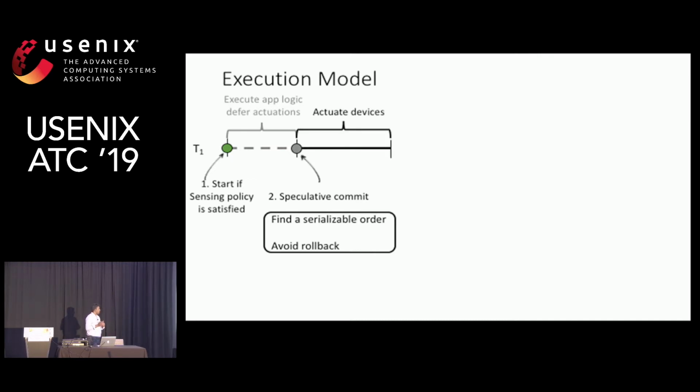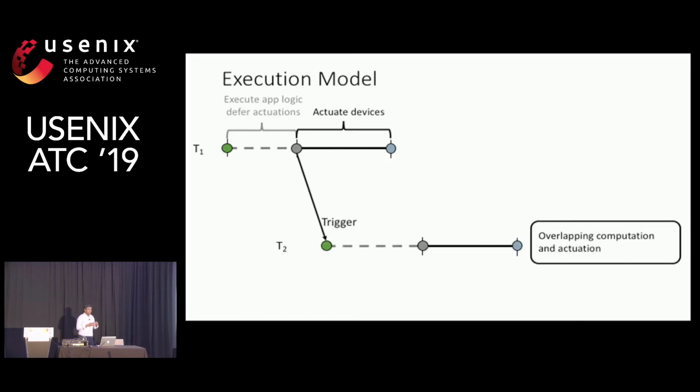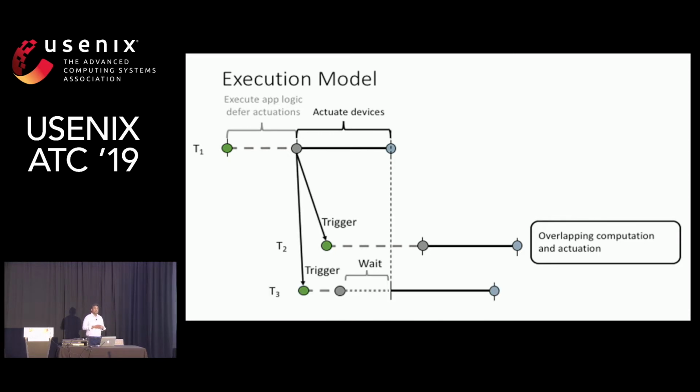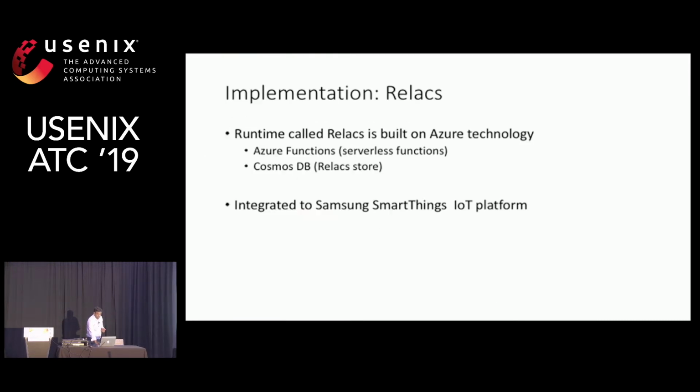Then the transactuation enters the actuating phase, which we call the final commit phase, and it finally commits according to the actuation policy. Interestingly, a speculative commit could trigger another transactuation like T2, which goes through the same phases of speculative and final commit, and here it is overlapping the computation of T2 and the actuation in T1, that is the triggering transactuation. A speculative commit could also trigger other transactuations like T3, and some transactuations like T3 might have to wait while its triggering transactuation is finally committing, or any conflicting transactuation is finally committing. That is for correctness.